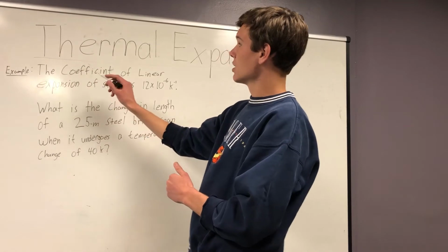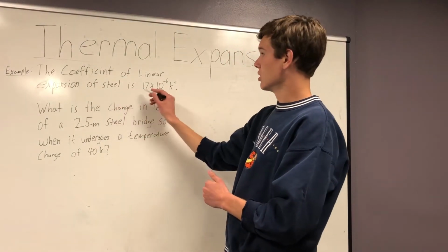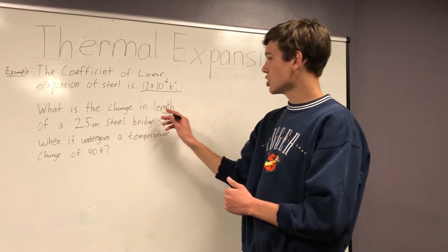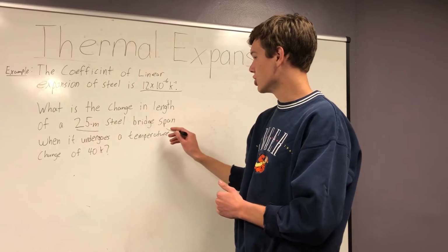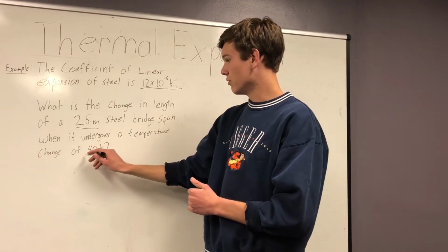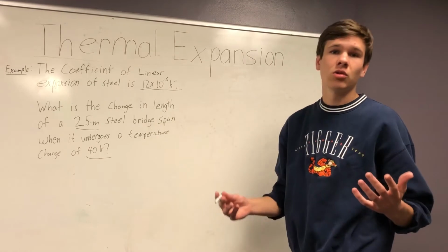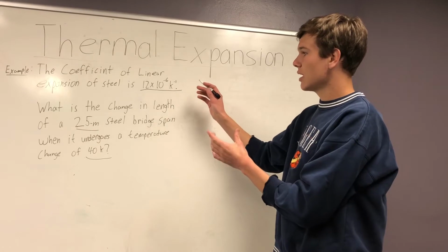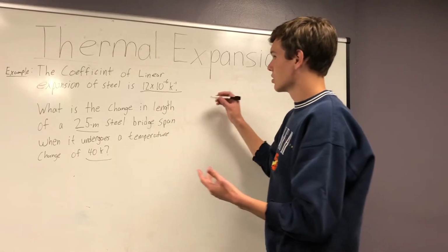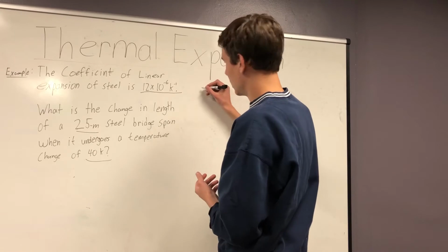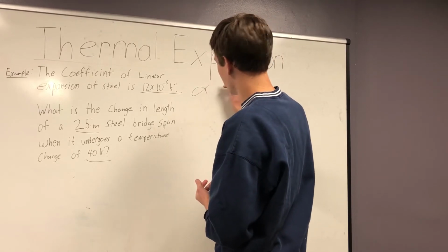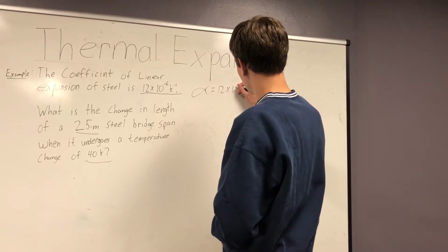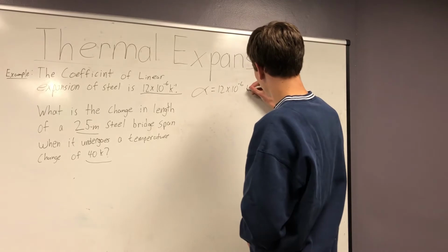So the question reads, the coefficient of linear expansion of steel is 12 times 10 to the negative 6th 1 over Kelvin. What is the change in length of a 25-meter steel bridge span when it undergoes a temperature change of 40 Kelvin? So the first thing you're going to want to do in any physics problem, even though we already know we're going to be doing thermal expansion here, is identify what you know and what you're looking for. So the variables that we know here are going to be the coefficient of linear expansion of steel, which is equal to 12 times 10 to the negative 6th 1 over Kelvin.